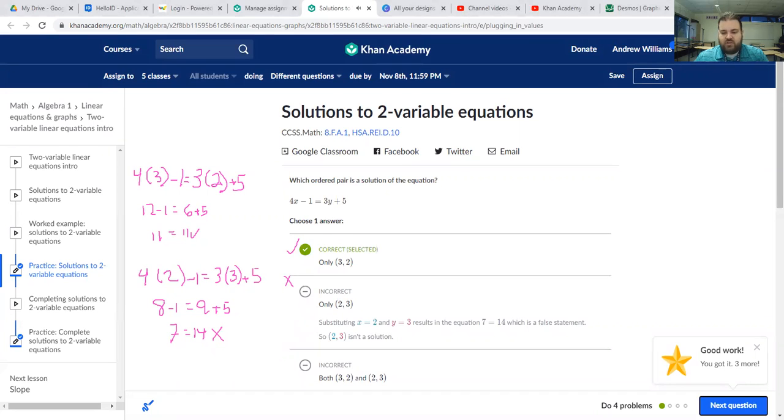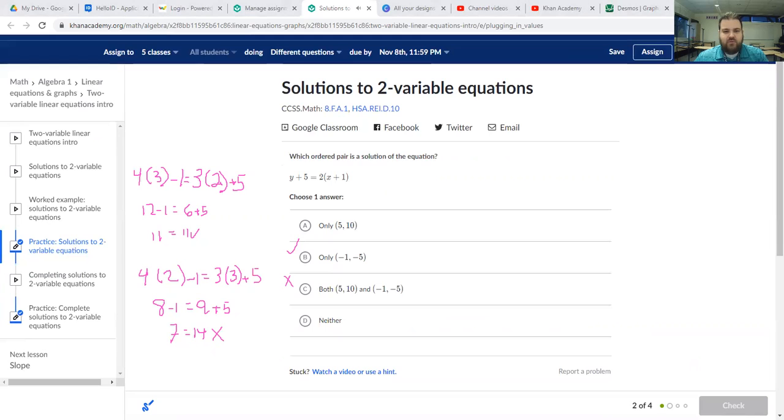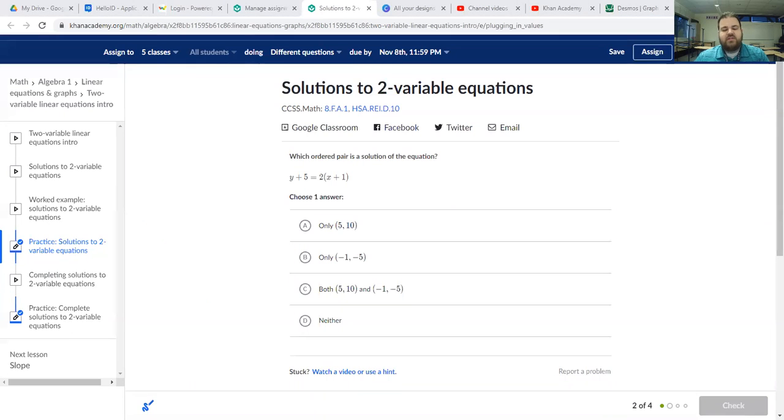Let's do one more just in case Khan Academy throws any sort of trick at us. I don't think they do. I think this is a pretty straightforward section where they're saying, hey, is this a solution or not? And it's pretty easy for you to figure that out just by substituting some variables in and then doing some math, some algebraic calculation stuff. Let's go ahead and plug them in.